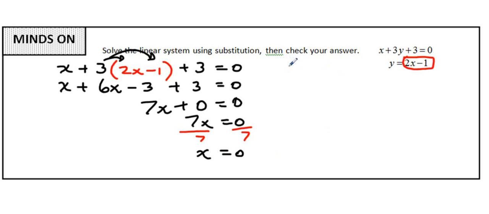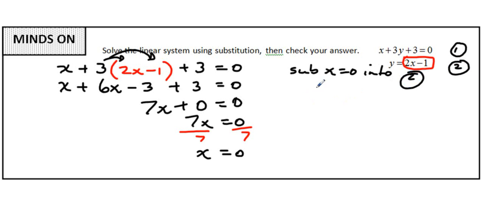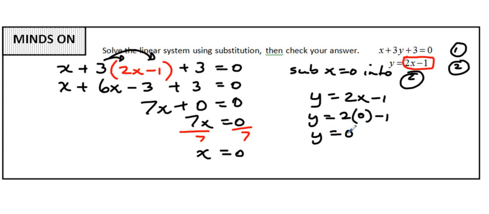Okay, now what we want to do is sub x equals 0. I'll just write it out for you. Into, doesn't matter which one, but I'm going to number them here 1, 2. I would substitute it into 2 because it's already in y equals form, so you're just going to say y equals 2x minus 1. Our value for x was 0, so we get y equals 0 minus 1, and y is negative 1.